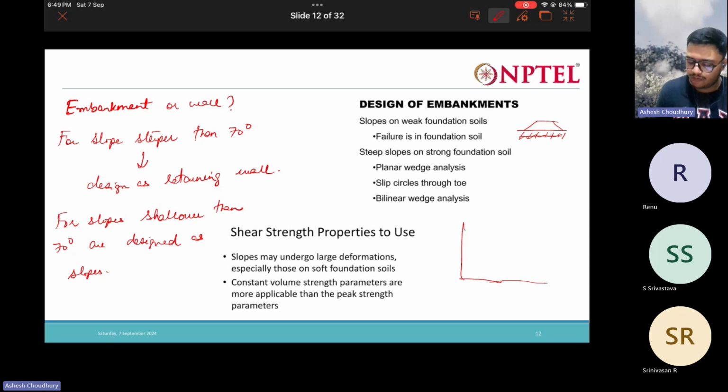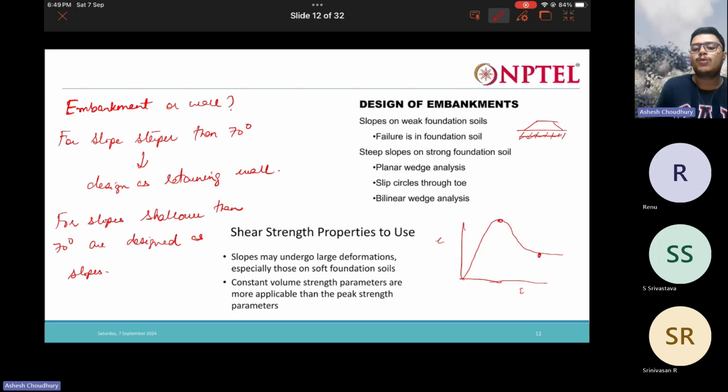Okay, so if we plot the shear strength with, say, strain, we get some graph like this. So this is the peak value and this is the constant volume value here, or the critical state value, the constant volume strength.